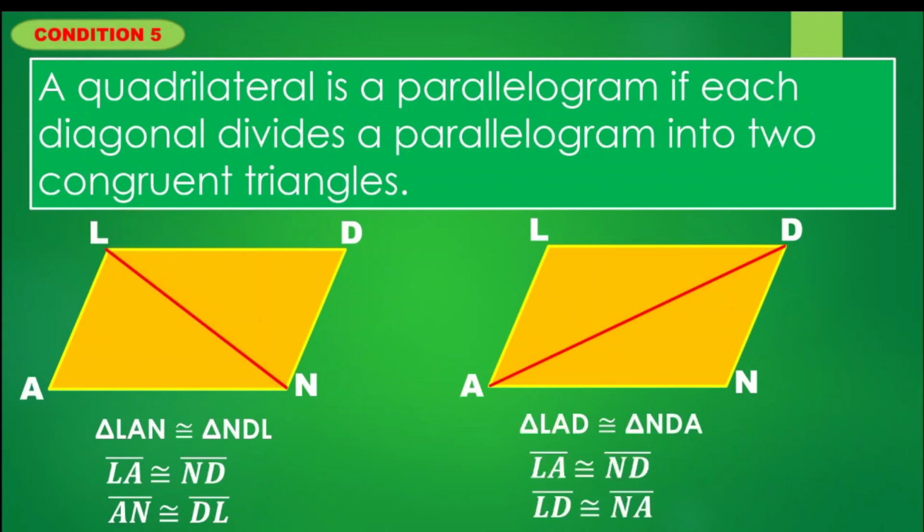Okay? On the other side, we have triangle LAD congruent to triangle NDA. Segment LA is congruent to segment ND. And side LD is congruent to side NA.